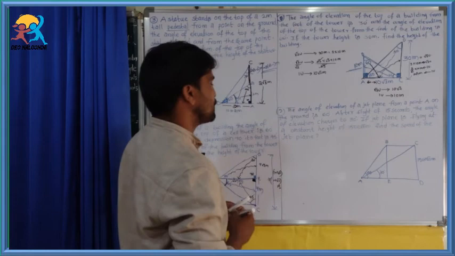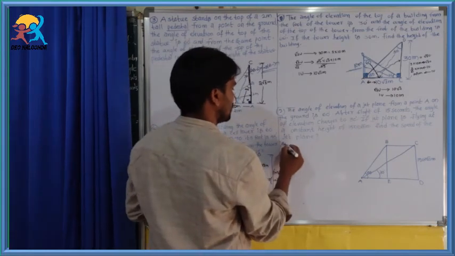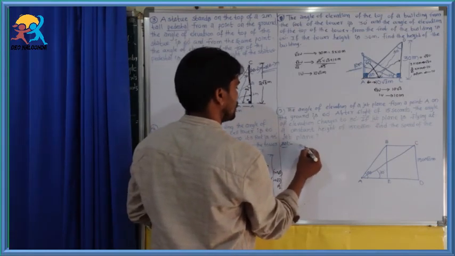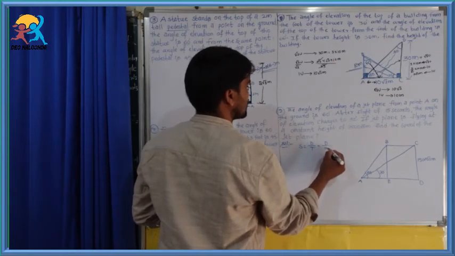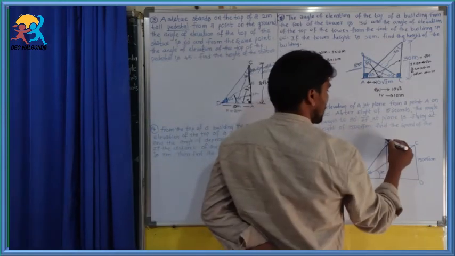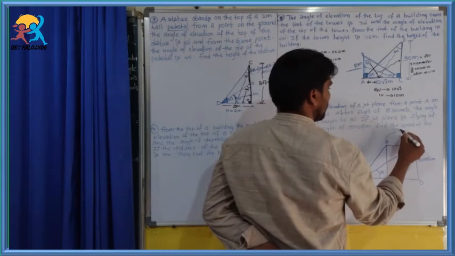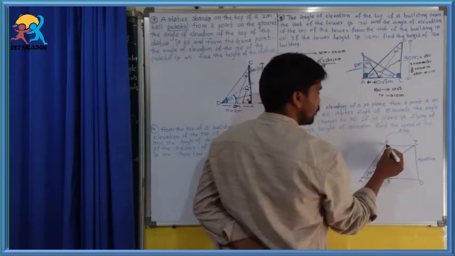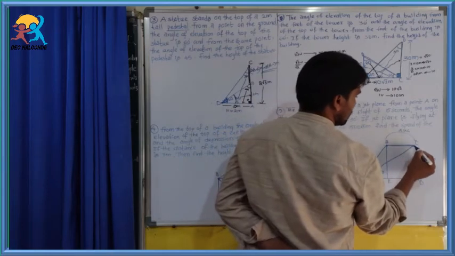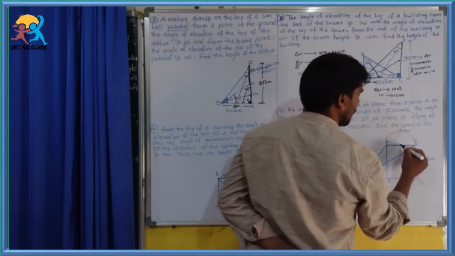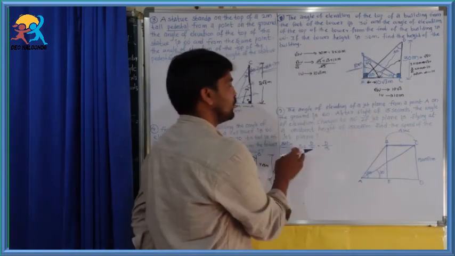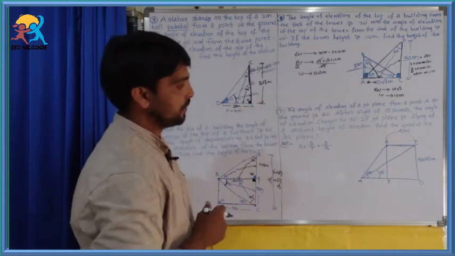What you have to find is the speed of the jet plane, but speed equals distance by time. Time is given as 15 seconds. In 15 seconds, the flight moves from B to C. The distance travelled by the jet in 15 seconds is BC. We have to find BC to find the speed of the jet plane.